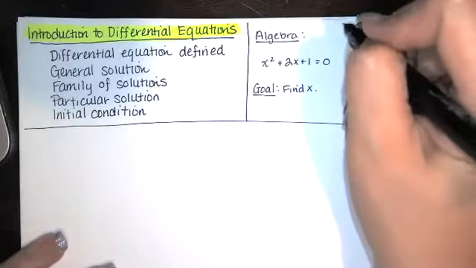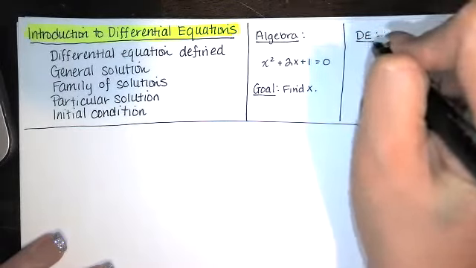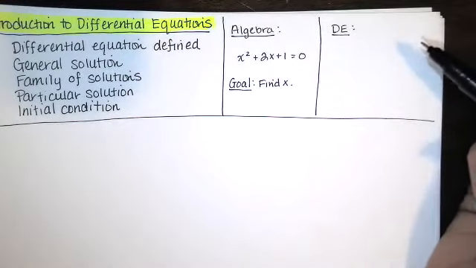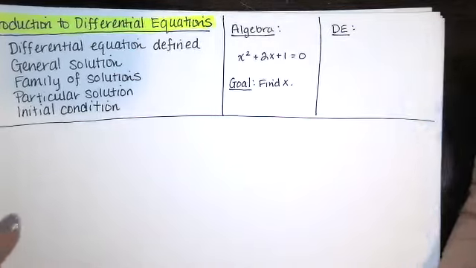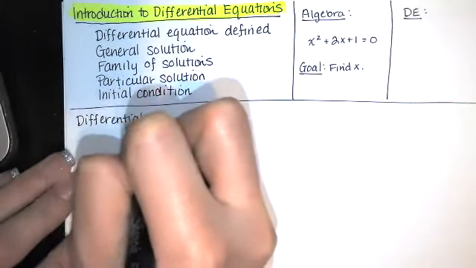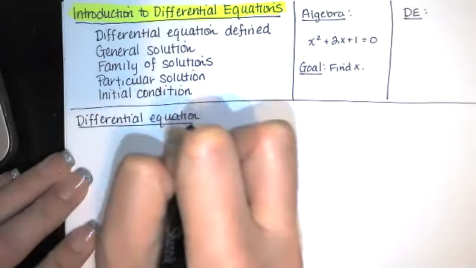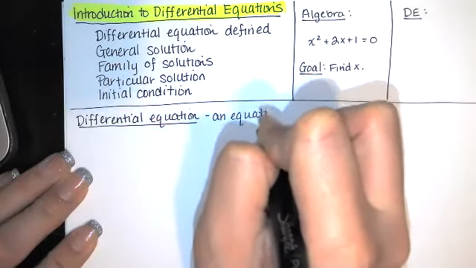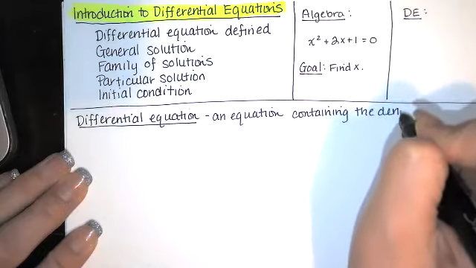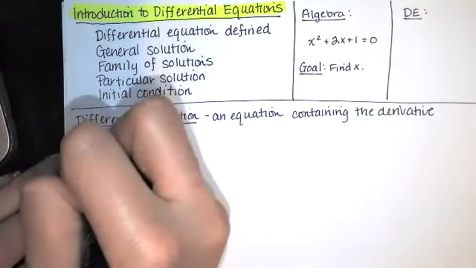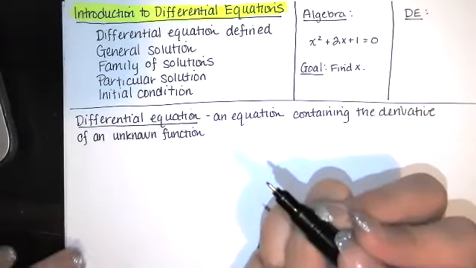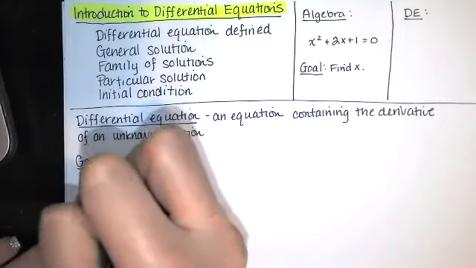Now, differential equations is very similar, but instead of having an equation that has an unknown x in it, a differential equation is an equation that involves the derivative of an unknown function. So let me write that down before I give you an example. So it's an equation containing the derivative of an unknown function. Your goal when you're solving a differential equation is just to find the unknown function.